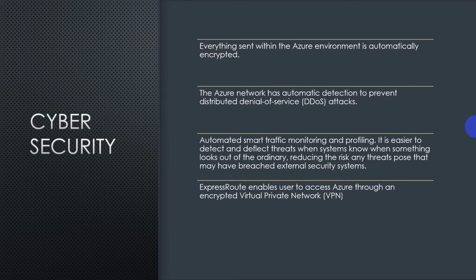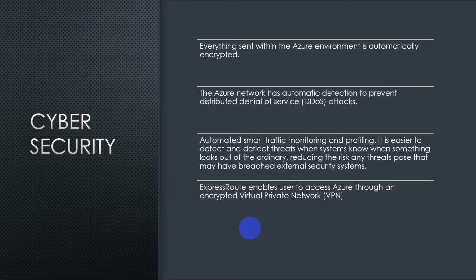Then cyber security of the system. Everything sent within the Azure environment is automatically encrypted. The Azure network has automatic detection to prevent distributed denial of service, or DDoS, attacks. So DDoS attacks are highly unlikely to take effect. There is automated smart traffic monitoring and profiling. It is easier to detect and deflect threats when the systems know when something looks out of the ordinary, reducing the risk of any threats that may have breached external security systems.